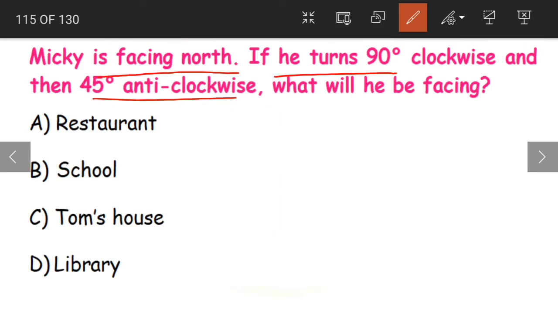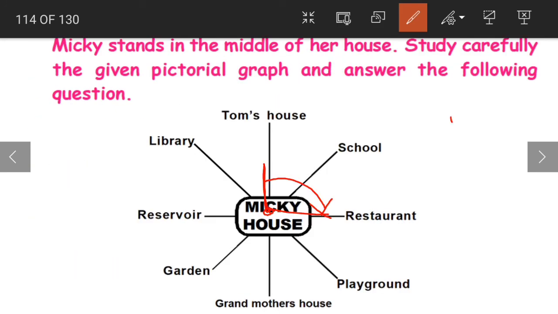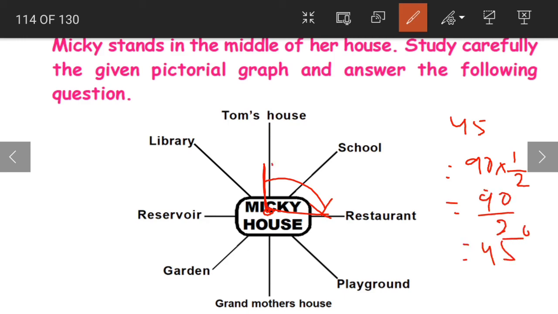Now next, 45 degrees anti-clockwise. Now how much is 45 degrees? 45 is nothing but 1 by 2 of 90. 90 divided by 2 is equal to 45. Yes. So our Mickey is turning 45 degrees anti-clockwise. If it was clockwise, Mickey would have turned like this. But here Mickey is turning anti-clockwise. So Mickey will go in this direction. What is the half? This is the half.